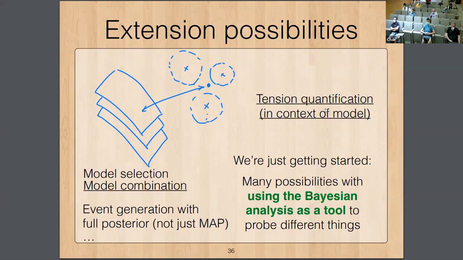And we can also do tension quantification. So we can quantify how much tension there is between the different experiment data. And that would also be a very interesting application. And this is only a very short list. And there are a lot of possibilities of using Bayesian analysis as a tool to understand different things.